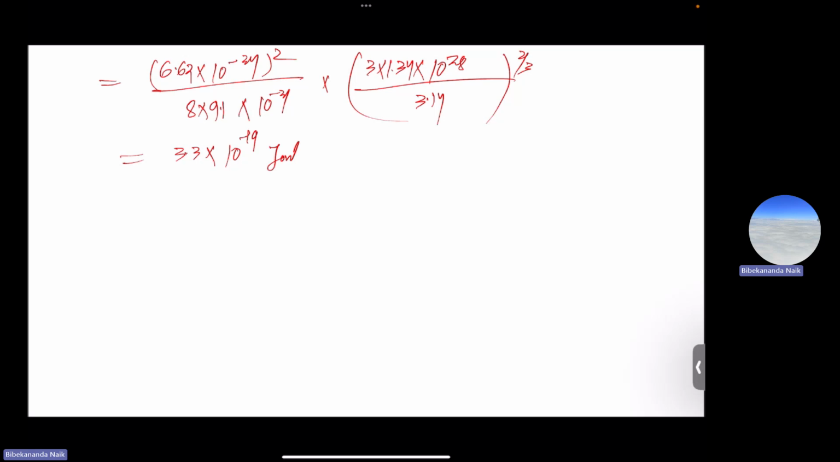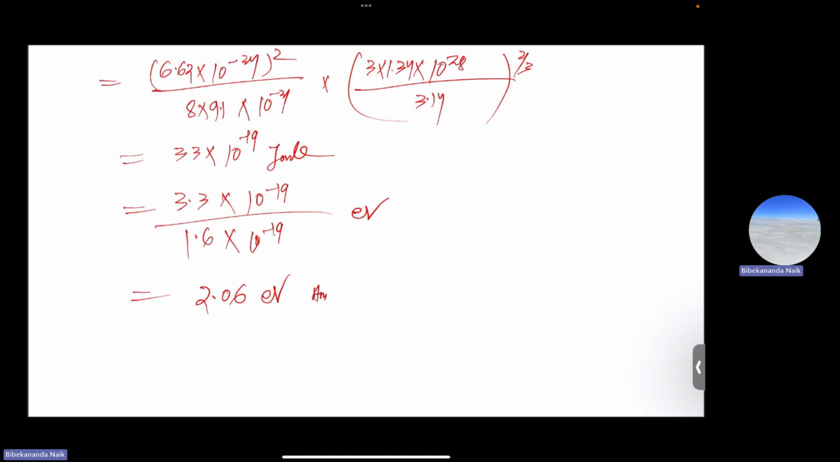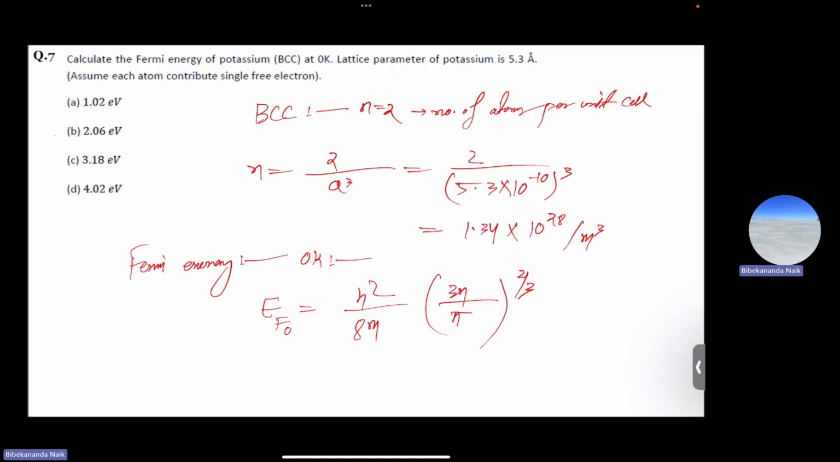So in order to convert it into electron volt, we will divide it by 1.6 into 10 to the power minus 19. It will be converted into electron volt, which will be 2.06 electron volt. So the correct option is option B, that is 2.06 electron volt.